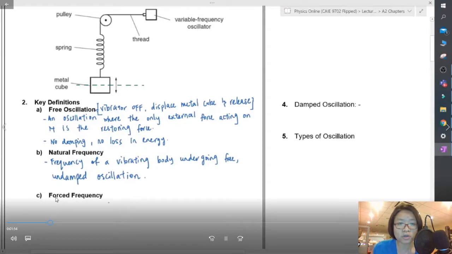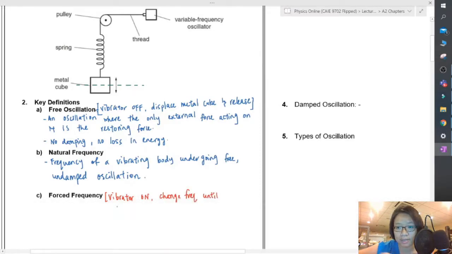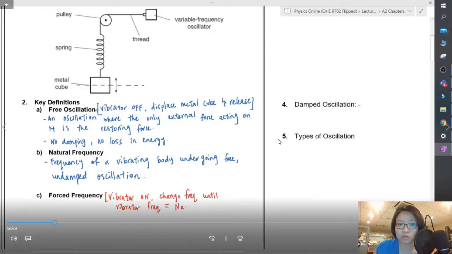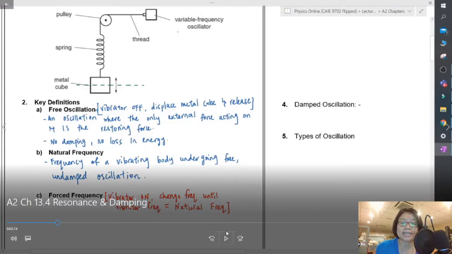Now we're going to talk about the force frequency, meaning now I turn on the vibrator and I force the metal cube to vibrate at my frequency. A suitable analogy here would be to adjust that frequency until the vibrator frequency is the same as the natural frequency.